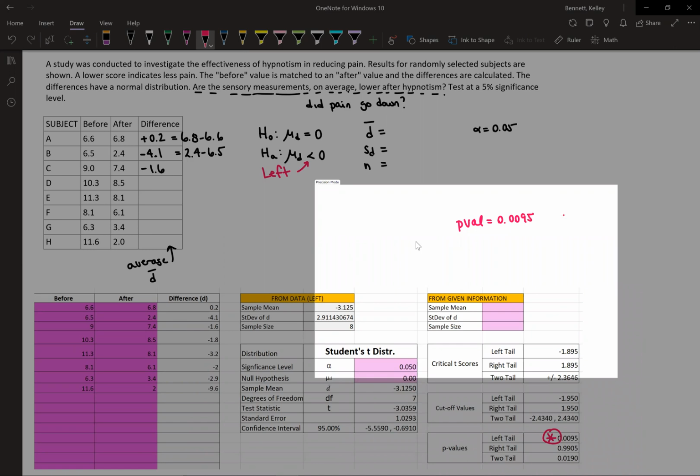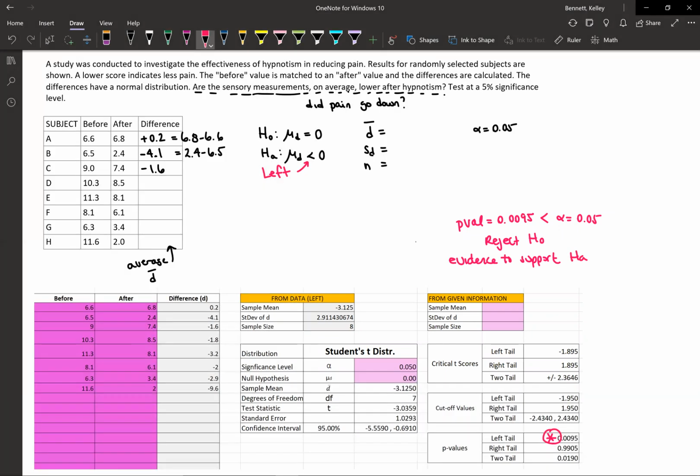0.0095. Alpha was equal to 0.05 and the p-value was less, so I can reject the null hypothesis, and I have evidence to support the claim in HA, meaning that I have enough evidence to show that this hypnotism actually does reduce pain.